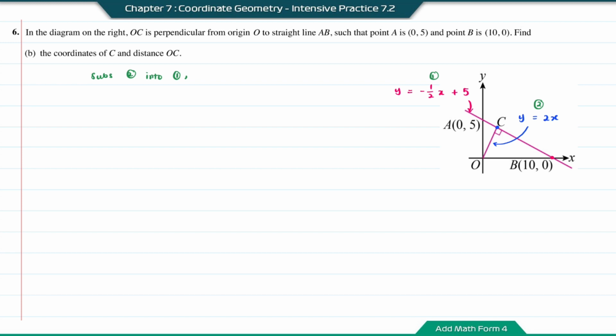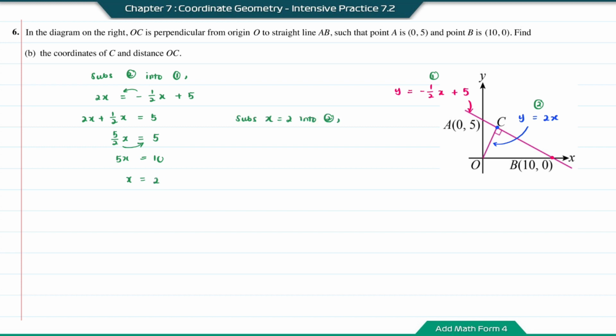So here I'm going to substitute equation number 2 into equation number 1. So this will be 2x equal to negative 1 over 2 x plus 5. Next, move the x to the left hand side. So 2x plus 1 over 2 x equal to 5. So 5 over 2 x is equal to 5. So 5x is equal to 5 times 2, which is equal to 10. Then x is equal to 10 divided by 5, which is equal to 2.